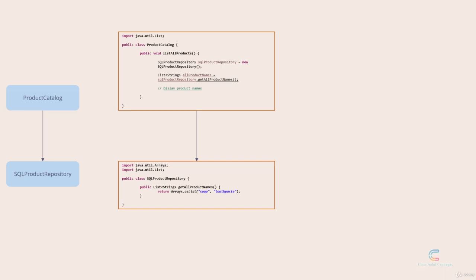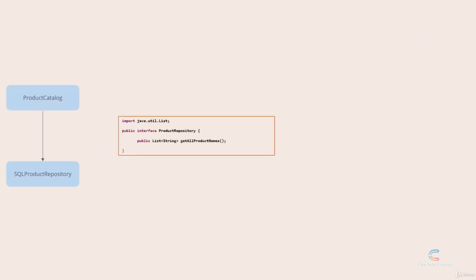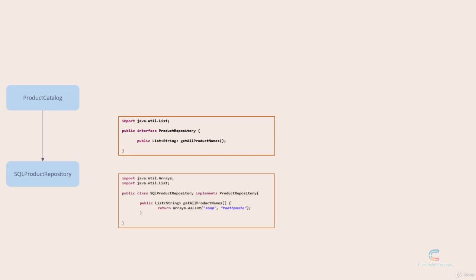Now let's see if we can fix this violation. Let's go back to our definition for guidance. Both should depend on abstractions. So the definition gives us some guidance on how to fix this violation as well. So let's try it out. We will create an interface. An interface is an abstraction, and we'll call it product repository. We will make the SQL product repository implement this interface. Okay, so now we will need to get the SQL product repository object to the product catalog somehow.